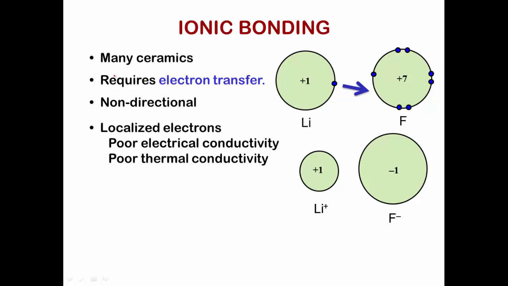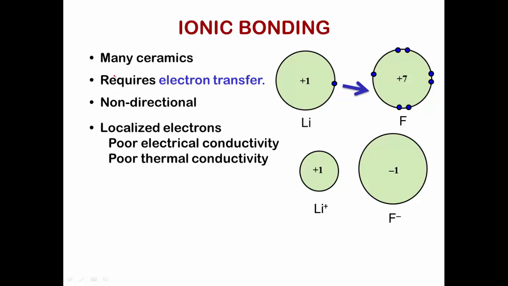Again, the bonding is fairly non-directional. We're just packing charged spheres together. But in this case, the bonding is very localized, since the electrons in both atoms are held strongly. Remember that the electrons in the metal atom are now only the core electrons, since the valence electrons have been stripped away, while those in the non-metal atom are held strongly because of its effective nuclear charge.